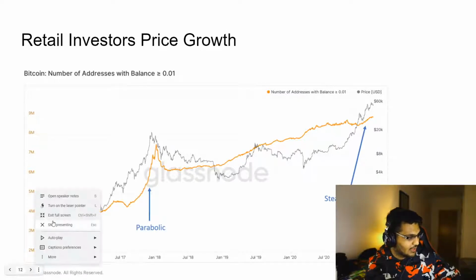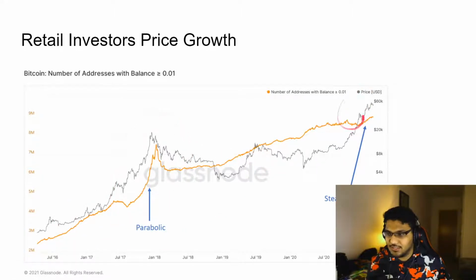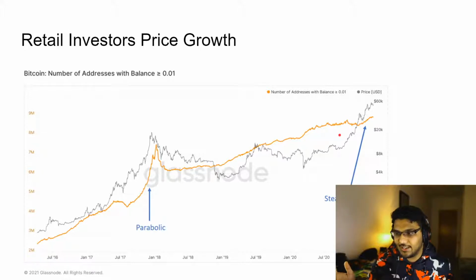Oh wait, I need to put my laser pointer. It's more looking like this region. This region is more looking like this region, and we still have this amount of upside left. Tell me if you guys get that, because I think I kind of glossed over it, but hopefully.